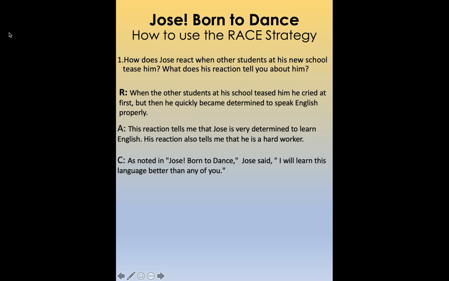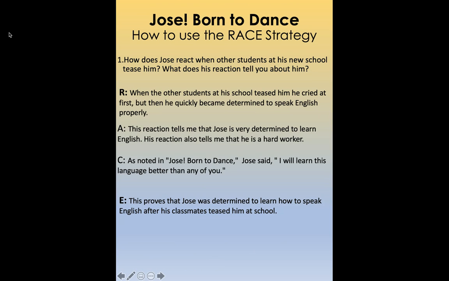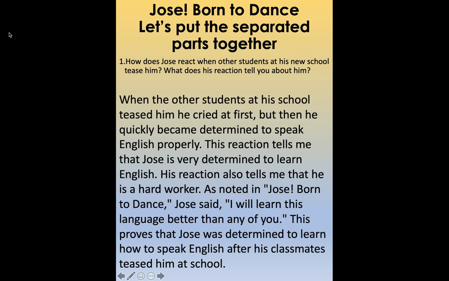Now here's where I cite my evidence. As noted, or according to the article, however you want to say it, or in the story it states, as noted in Jose Born to Dance, Jose said, I will learn this language better than any of you. Okay, and here is my ending sentence. This proves that Jose was determined to learn how to speak English after his classmates teased him at school. And then what I did was I put it all together in a paragraph. So up here, it was separated into each section so you can see and understand how we're supposed to answer. And then here, it was just put into one big paragraph.